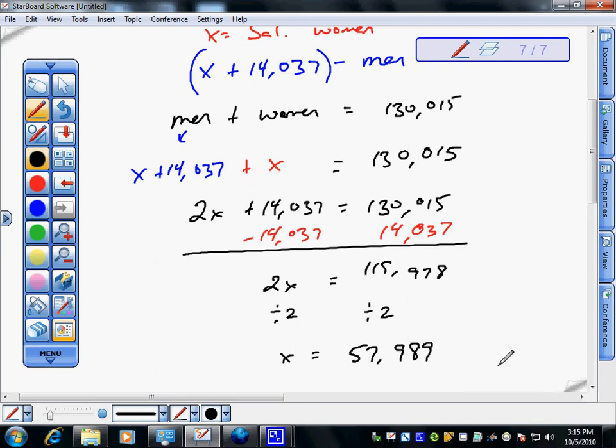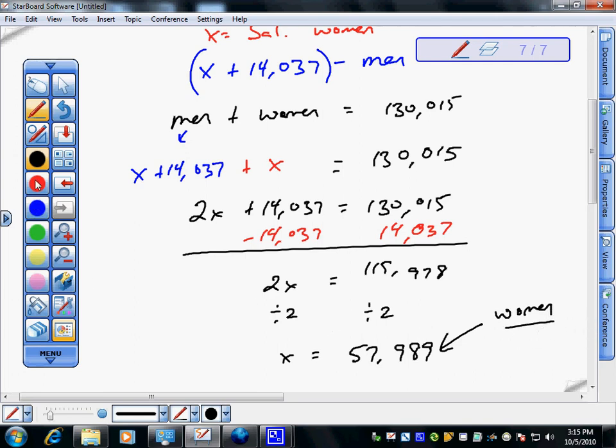Okay, well, that's fine as long as we want to know what x is. But what was the original problem? The original problem says, what's the salary of men and women? What did we let our x variable be? Oh, our x variable was the women. Great. So then how much is the men?